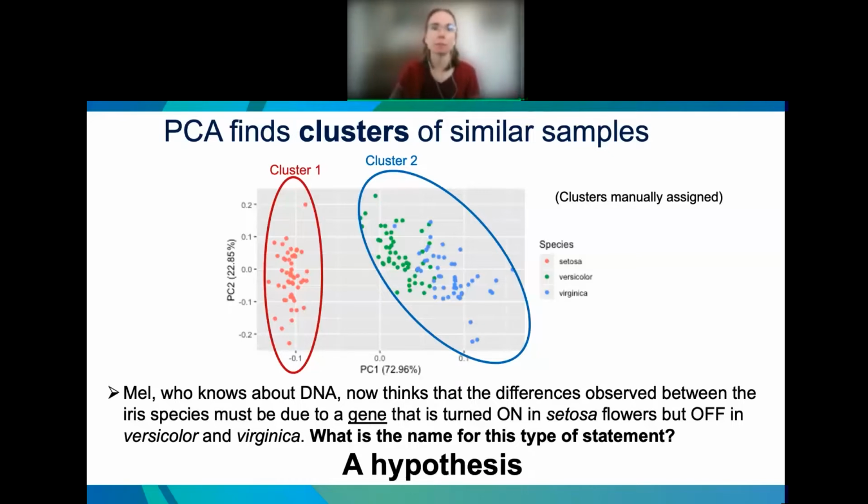All right. So we've gone over a couple of basic metrics for describing data points, and then log fold change as a way to compare groups, PCA as a way to look at multiple variables between groups, and then obviously we have figured out so Mel wants to do a comparison between these two clusters, thinks that this difference may be due to a gene that's turned on in Setosa but off in the other two species, and so Mel now has a hypothesis.